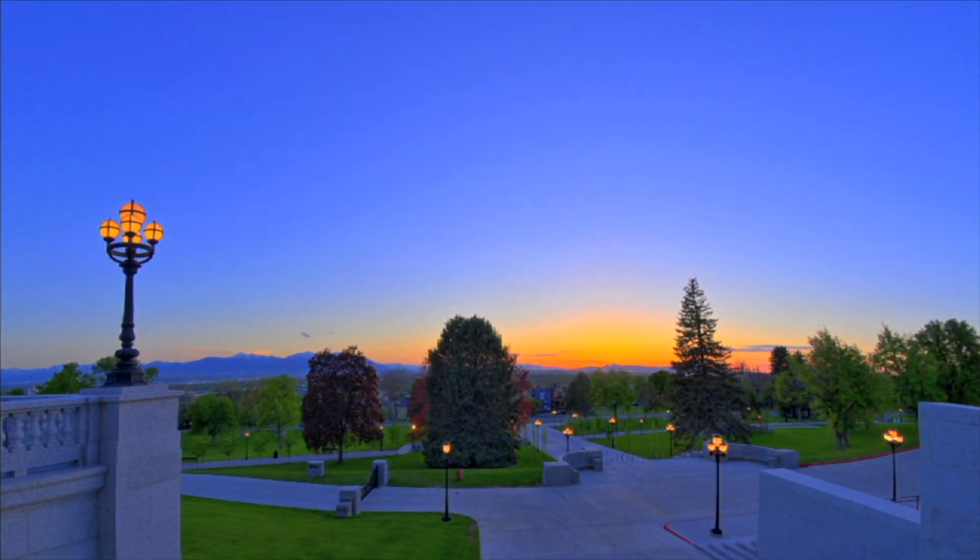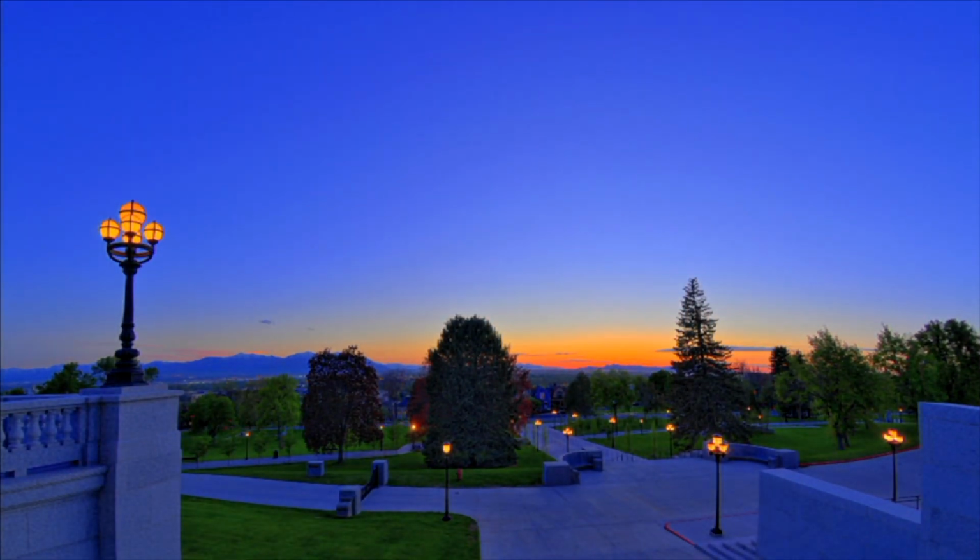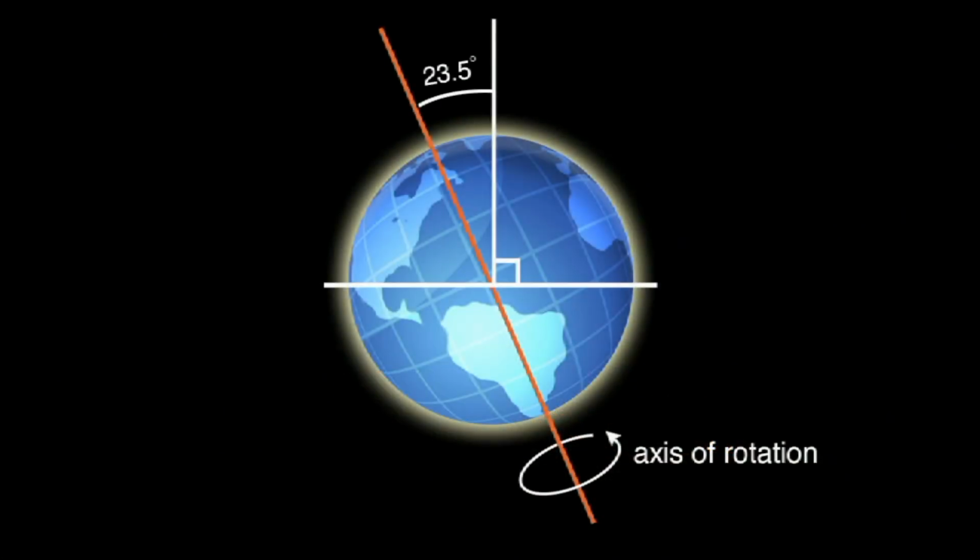Why does the length of daylight change throughout the year? It all depends on Earth's tilt and its journey around the sun. The Earth is tilted about 23.5 degrees, which causes the seasons and the change in the length of days on Earth.